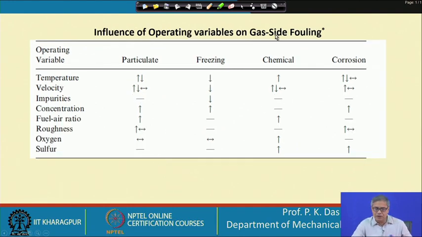Influence of operating variables on gas side fouling. Similar situations have been shown here. Fuel air ratio is a new parameter which has come up for gas side fouling, particularly when the flue gas is passing through a passage. We have to know what kind of fouling it gives. When flue gas is passing through the passage, there are waste heat recovery devices, which are heat exchangers, and obviously fouling is a very important consideration there.